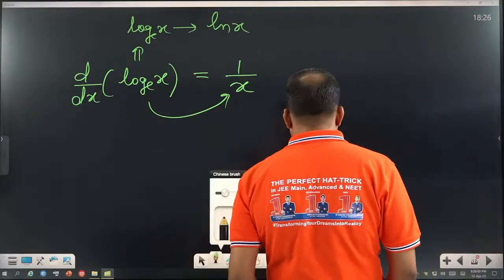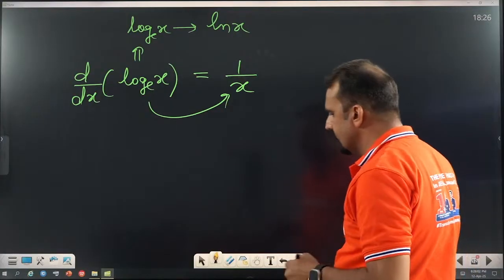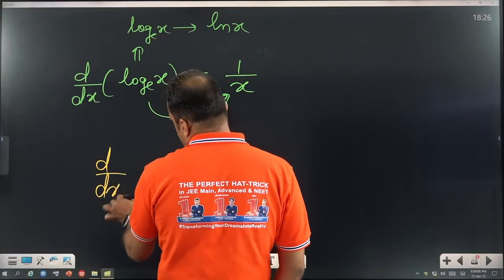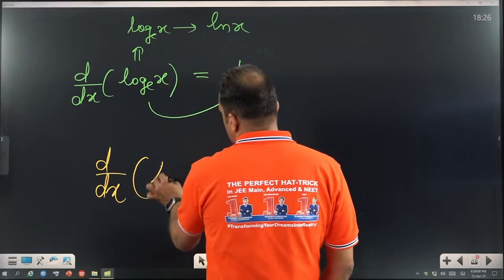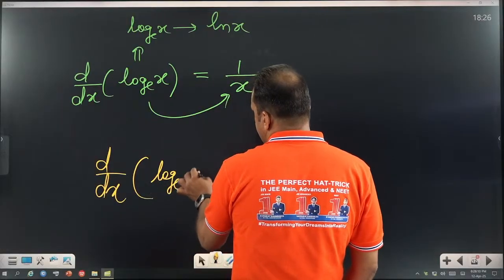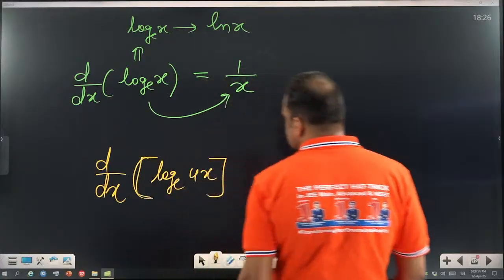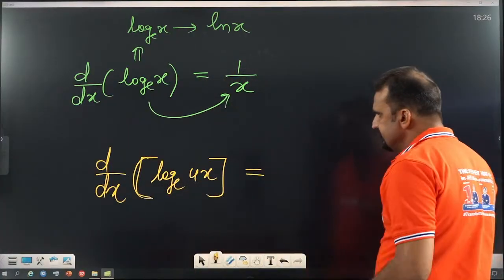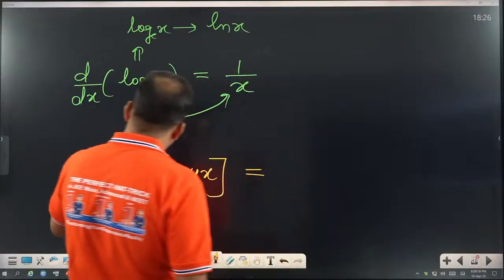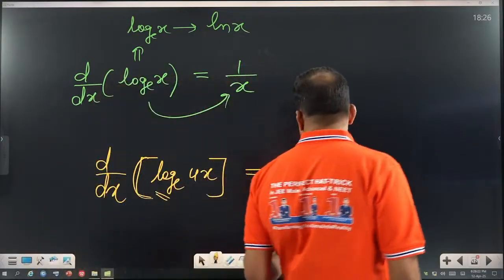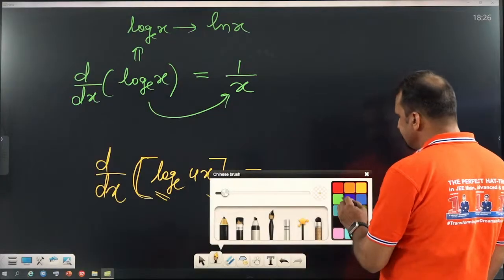So let us do one or two chain rule questions in this log x form. Okay, just do d over dx of log e 4x, the differentiation. How to do this differentiation? What is the rule? Whenever we start doing differentiation, going inside the function, we find log, and we know that differentiation of log x is 1 by x.